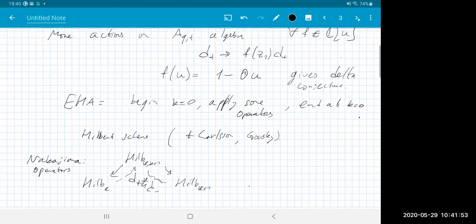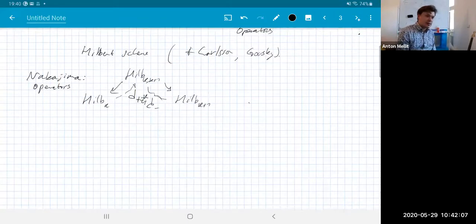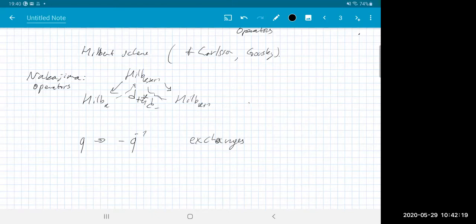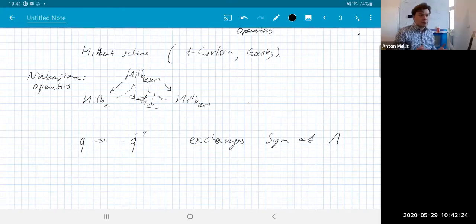Maybe one vague question. Can you play this game to define this AQT algebra, not with the symmetric power, but with the exterior power of the fundamental representation, of the standard representation? What kind of algebra would you get? The thing is that if you interchange Q and minus Q inverse, it exchanges those. So you get essentially the same algebra. Yeah, you are free to choose whether you want to play with exterior or symmetric.